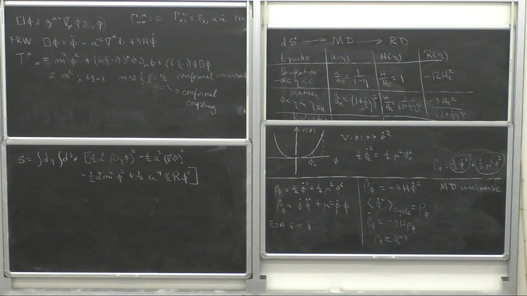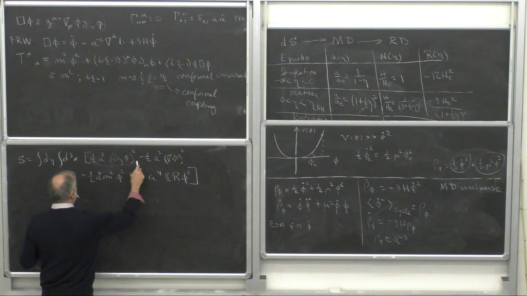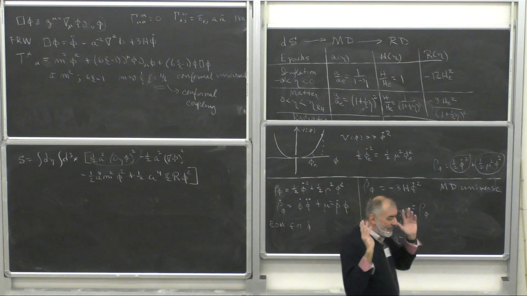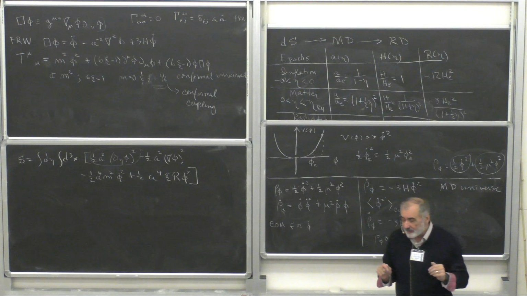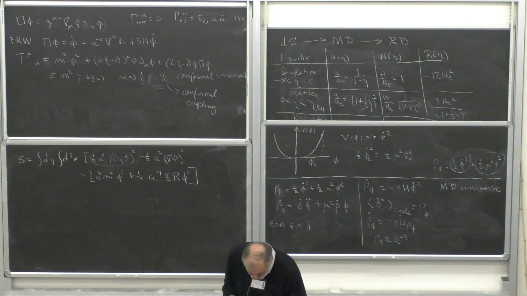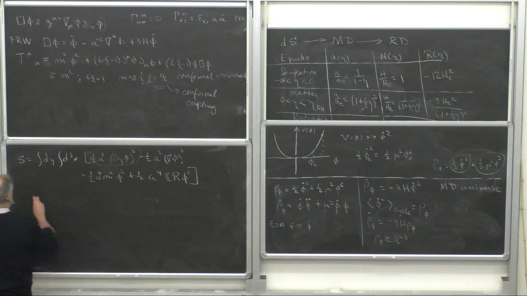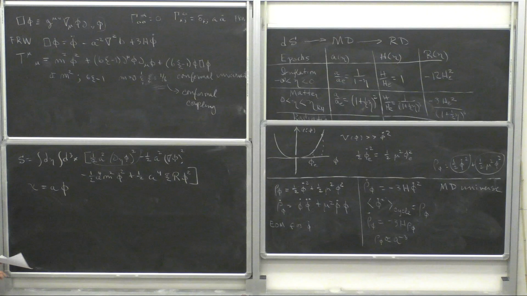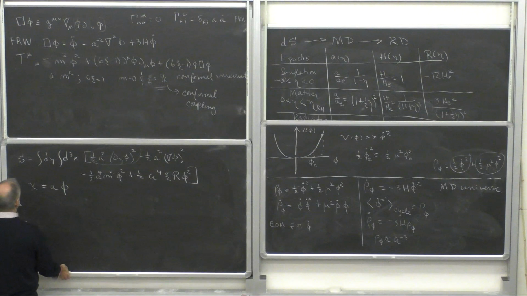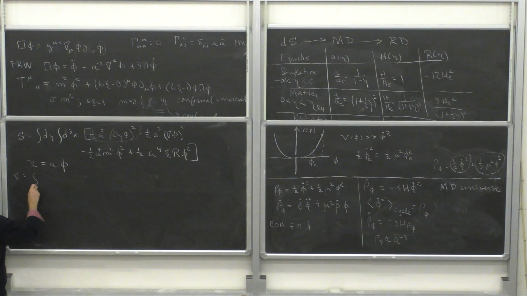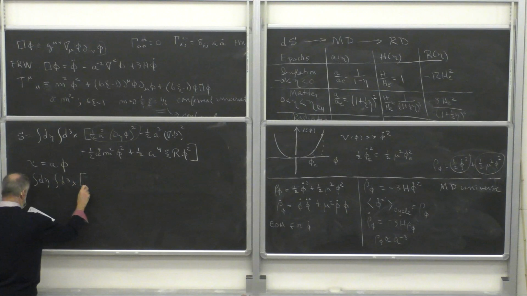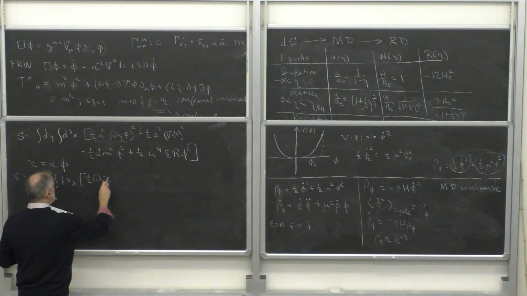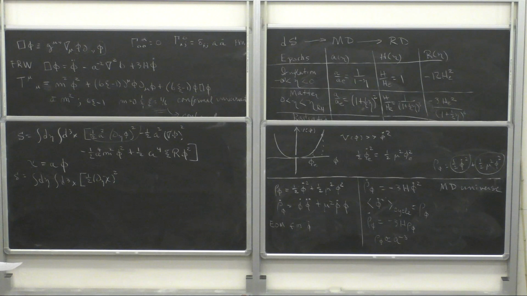But the kinetic term here is not a canonical kinetic term. So looking at this action, I don't know how to impose canonical commutation relations to make it a quantum field. So what I want to do is to introduce another field, chi, equal to A phi. And if I do that, phi is equal to chi over A, so that I will end up with a canonical kinetic term. So in terms of this new scalar field chi, it has a canonical kinetic term there, so I'm going to be able to quantize it.